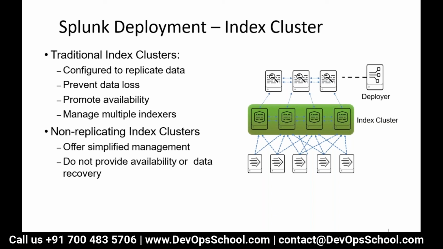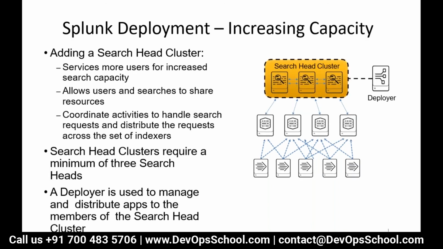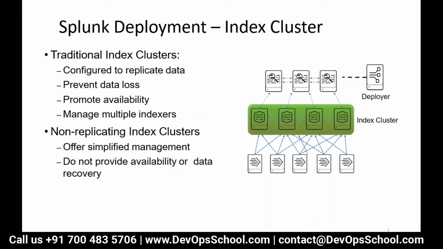So far, whatever we discussed, there are some pros and cons. If you want to configure the indexers to replicate data with each other, prevent data loss, promote availability, and manage multiple indexes, then you should try index clustering. Non-replicating indexer clustering offers simplified management but does not provide availability or data recovery. So you can go for a search head cluster and an index cluster also.